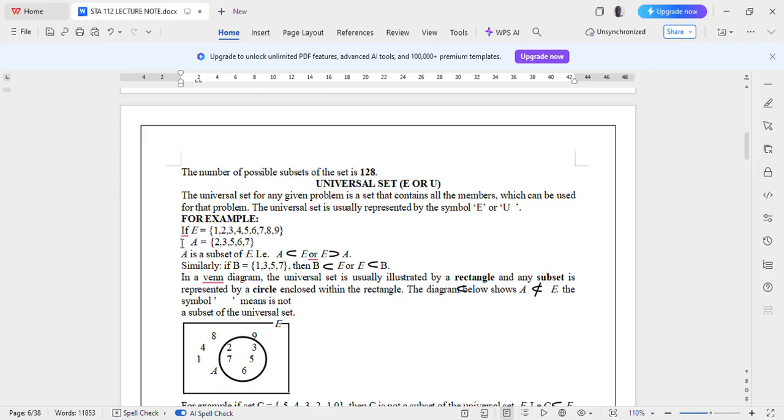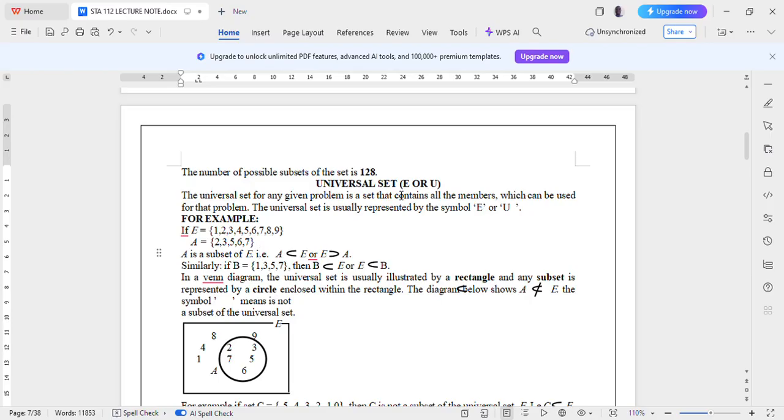For example, if we have E as 1, 2, 3, 4, 5, 7, 8, 9, and A is this, then A is a subset of E. That is, every element of A can be found in E. So we can say A is a subset of E, or E is a superset of A, as I mentioned earlier.